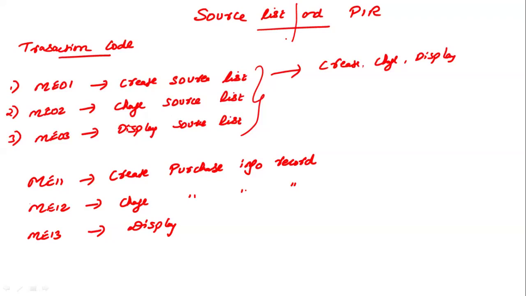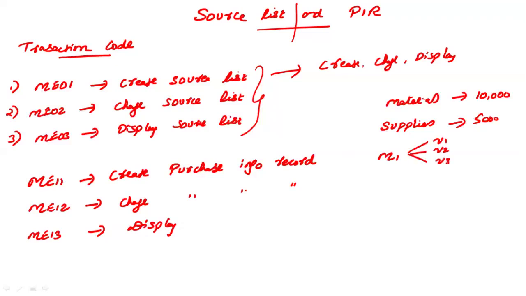Total number of suppliers, for example, you have materials. Materials you have is 10,000 in your organization, and you have suppliers of 5,000, for example. So now who knows which material is supplied by which supplier? One material M1 can be supplied by multiple vendors. So where are we going to store this information in the system?